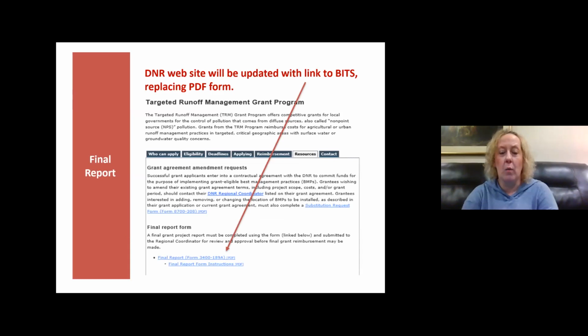So right now, when you go to the DNR website under the resources tab, you'll see the existing final report form. That final report form and instruction document are going to stay there until we change it and substitute it with a link to BITS. If you want to go and look at the final report form as it currently stands to kind of get familiar with the content that's expected, that's fine. But just know that you won't be using that form in the future when you're working on your final report.